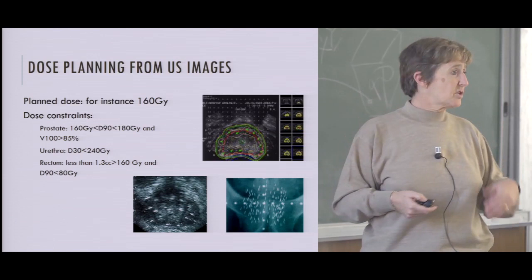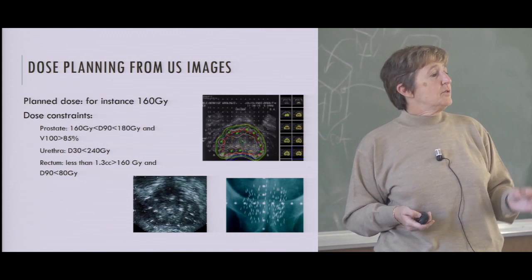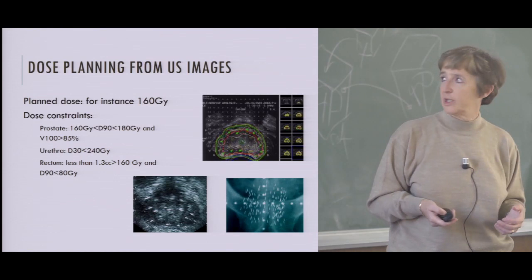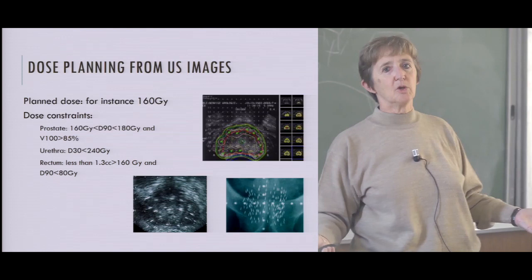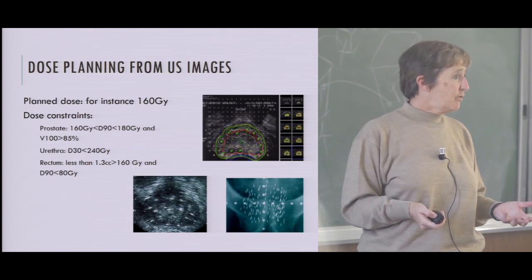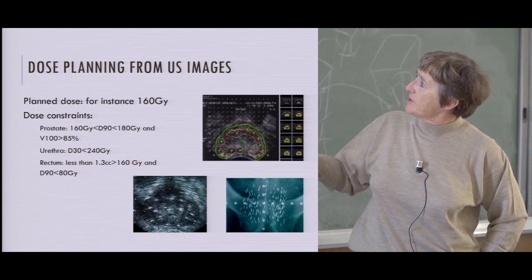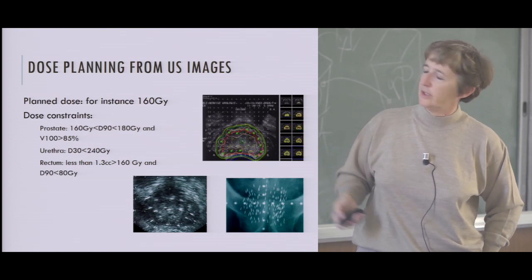And the way you determine the positions is based on some dose planning. So again, it's like radiotherapy. You have to deliver a certain dose, which is a standard delivery for some kind of patient. So here, let's say it's 160 gray. And you know that the prostate should receive at least this, at most that, and that the rectum and the urethra must receive low dose. And so you have some planning of that. And at the end, you see the seeds look like that if you take an X-ray of the patient afterwards.